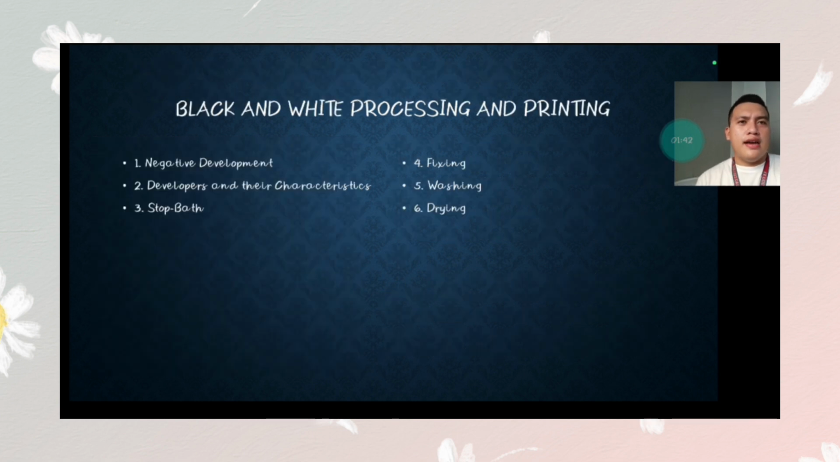The next reporter will tackle black and white processing and printing. There are 6 steps in black and white processing and printing. Number 1 is the negative development. The second one is developers and their characteristics. The third one, stop bath. Fourth, fixing. The fifth one is washing. And the last one is drying.